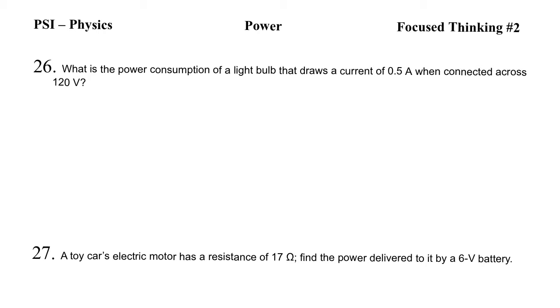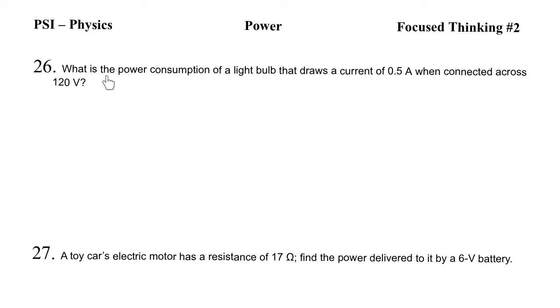So we're going to do problem number 26. It says, what is the power consumption of a light bulb that draws a current of 0.5 amps when connected across 120 volts? The first time you read it, you'll probably get a little cross-eyed not knowing what all those things mean. Let's break it down.